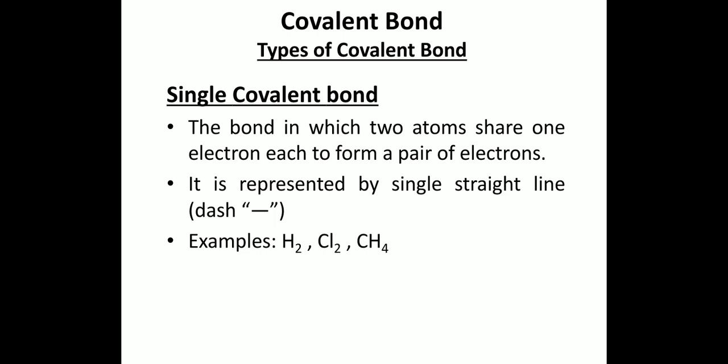Examples are hydrogen molecule, chlorine molecule, and methane. Hydrogen and chlorine molecules are formed from similar atoms, whereas methane is formed between two dissimilar atoms, carbon and hydrogen. There are four single covalent bonds present in methane, while only one covalent bond is present between hydrogen atoms or between chlorine atoms. Now we discuss the formation of a single covalent bond with the help of an example, that is chlorine.